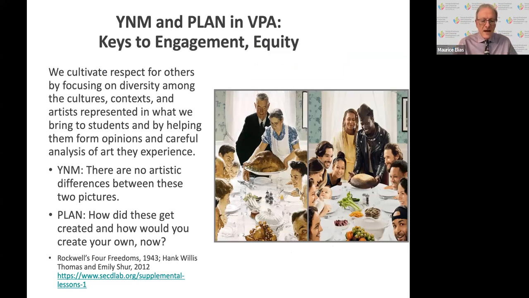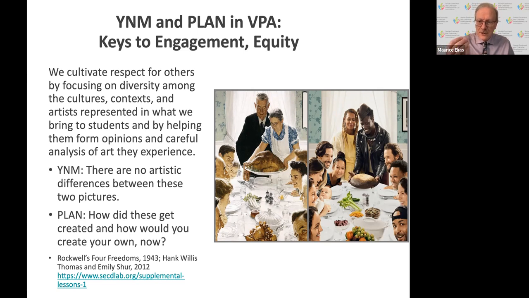But let me show you an example of how SEL gets added in and on through the process of the arts. Imagine having kids looking at these two pictures and asking the question, what are the similarities? What are the differences? Let them understand that these two pictures had two different creators. And eventually they will find out that context of the picture on the left by Norman Rockwell and the context of the picture on the right by Hank Willis Thomas and Emily Shore were quite different. And these two pictures are products of their time.